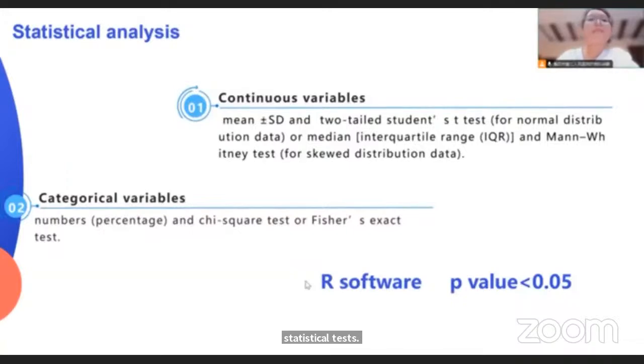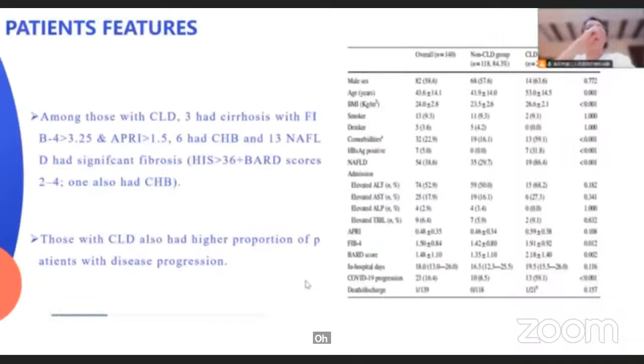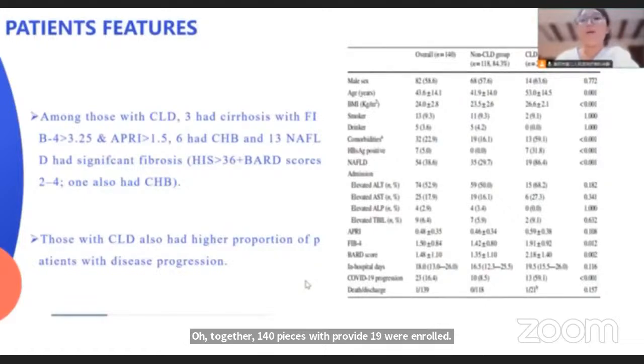Next, I would like to report research results to you. The first is the patient features. Altogether, 140 patients with COVID-19 were enrolled. The median age was 44 years, as can be seen from this table. 58.6% were male. 54 had NAFLD. 7 had positive HBsAg. The median in-hospital days were 18 days.